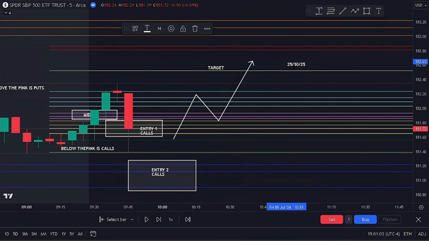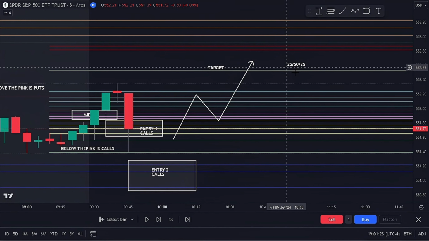This means that whatever amounts you're playing with, 25% is to be put in entry 1, 50% is to be put in entry 2, and the remaining 25% to be in entry 3. In this case, there's no entry 3, but for the future, just remember that. Now, you don't have to follow this. You can change it up.